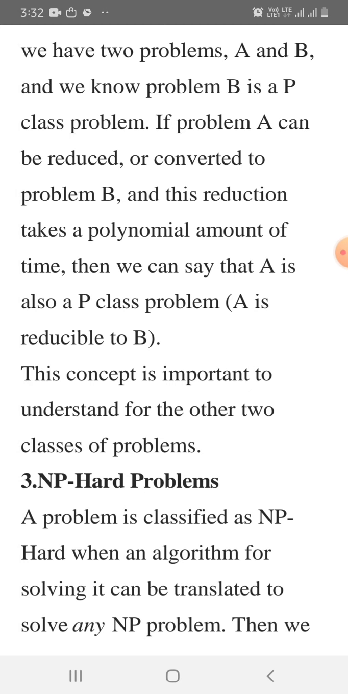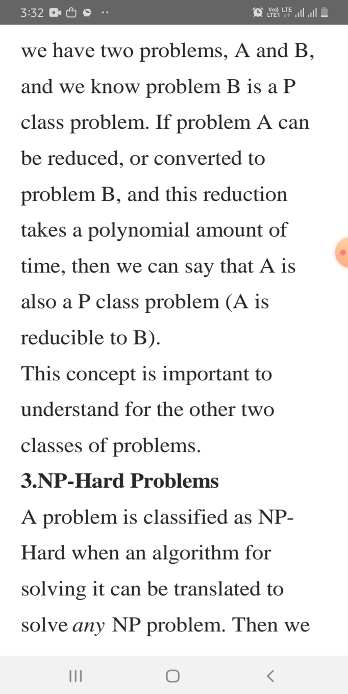If problem A can be reduced or converted to problem B, and this reduction takes a polynomial amount of time, then we can say that A is also a P class problem. A is reducible to B. This concept is important to understand for the other two classes of problems.